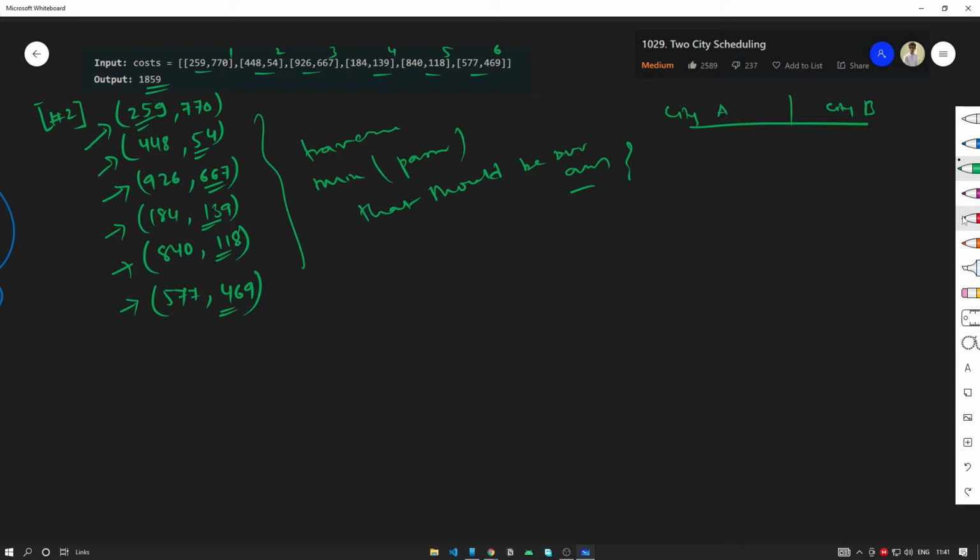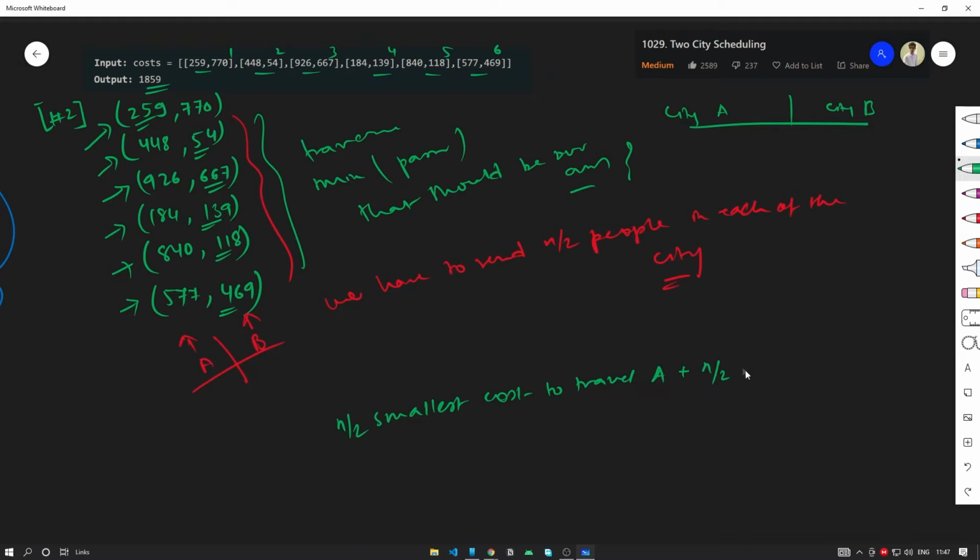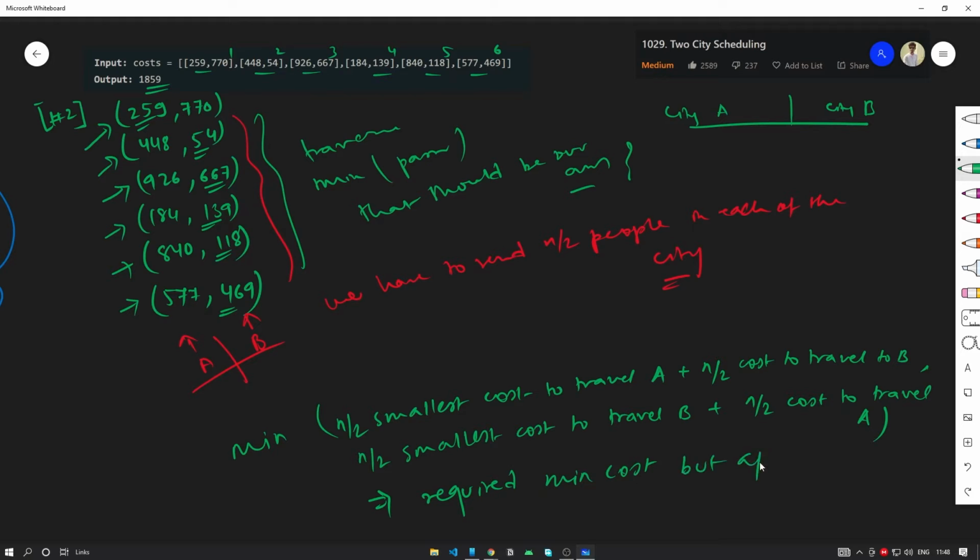But here we are missing a very important point, that we have to send n by 2 people to each of the cities. So this distribution where most of the persons are going to the city B is actually not correct. So you might say that okay, we will try to find the first n by 2 smallest costs to travel to city A and sum with the rest of the costs to travel to city B. Again we will try to find n by 2 smallest costs to travel to city B and sum with the rest to city A. And the minimum out of both the sums should give us the minimum sum, right? But this approach also doesn't work.